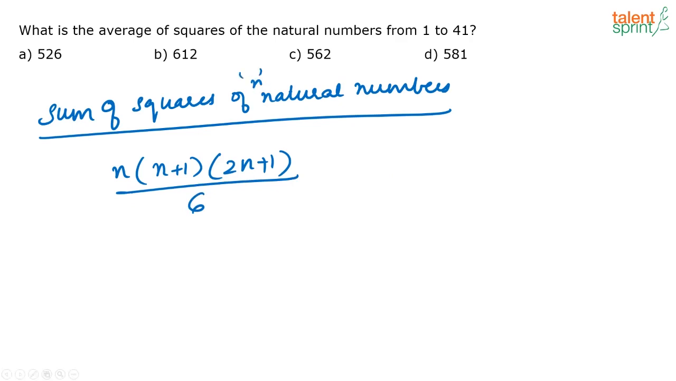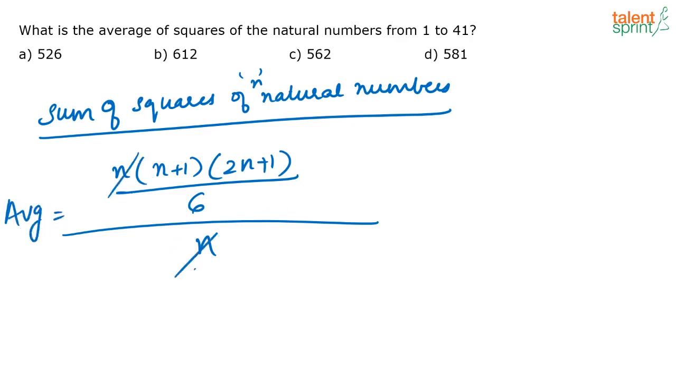Now what is the average? So this is the sum of the squares of the natural numbers. The average is nothing but this whole value divided by n. How many numbers are there? n numbers are there. So the total divided by the number of numbers will give you the average. So what is the value that we are looking for? The average of squares of n natural numbers is given by the formula n plus 1 into 2n plus 1 by 6.